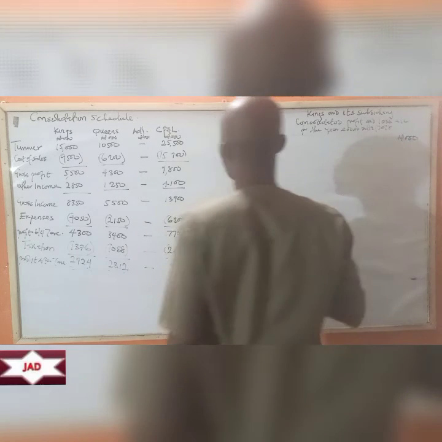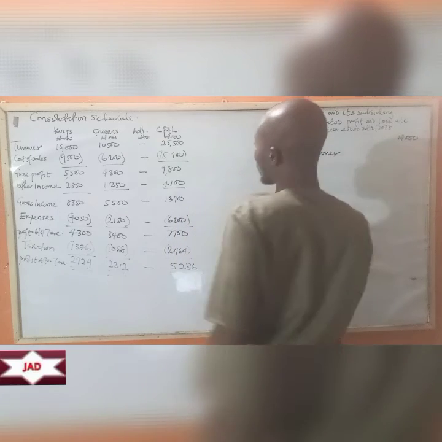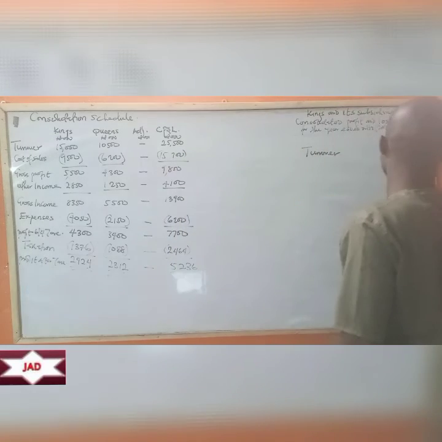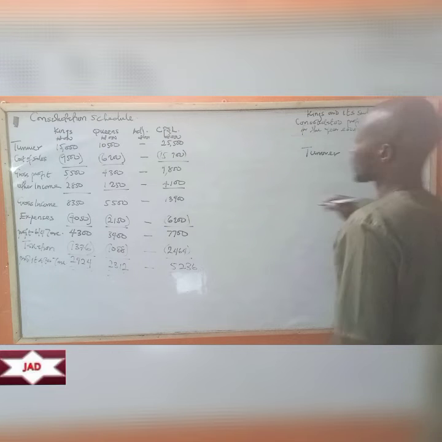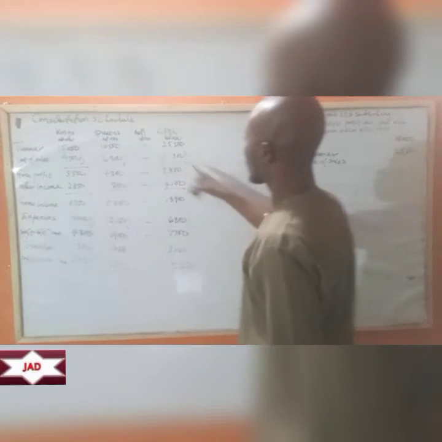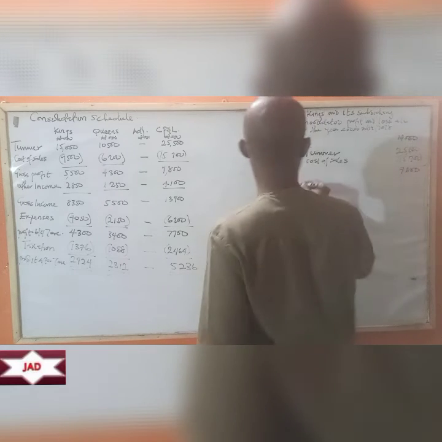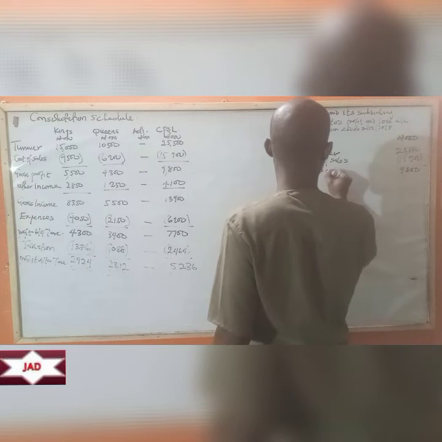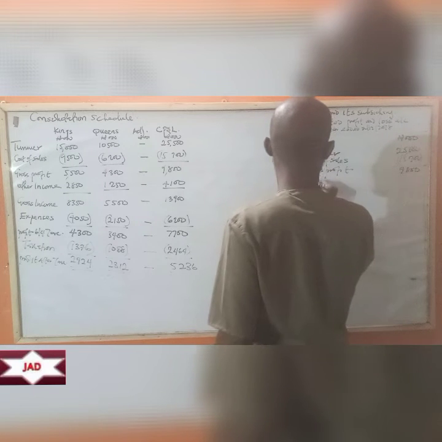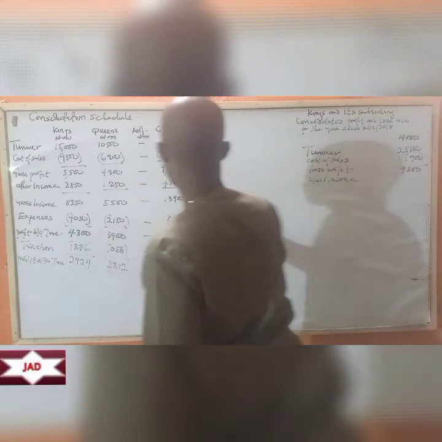Okay, so let's go. We say turnover. What's the turnover? 25,500. Cost of sales, what's the cost of sales? 15,700. So when you take that out, what do you have? 9,800. So this is the gross profit. So we have other income. What's the other income? 4,100.